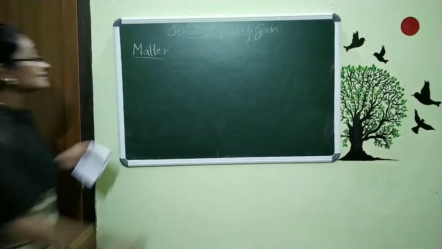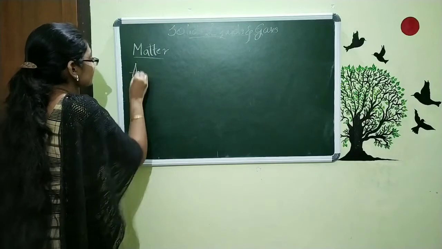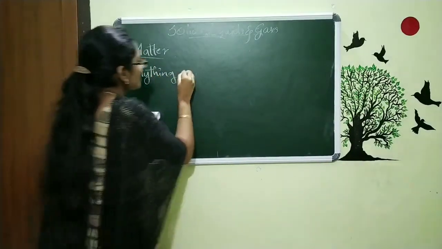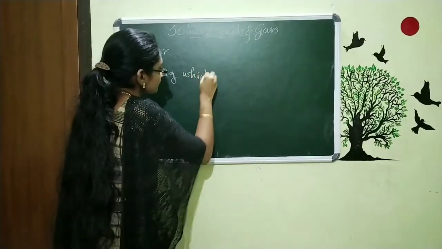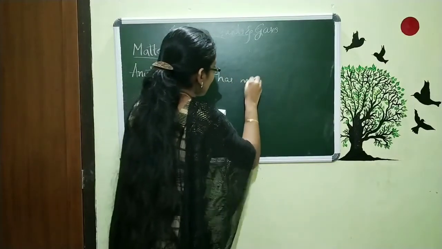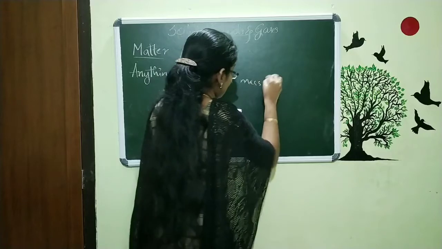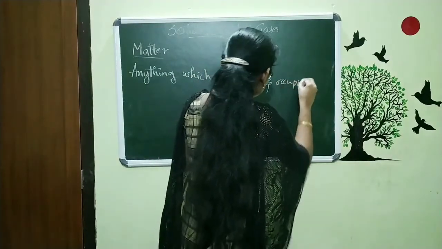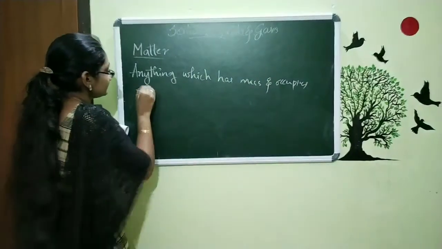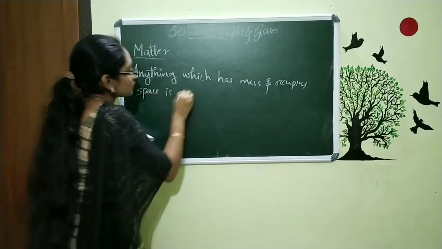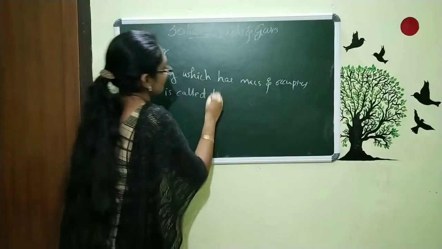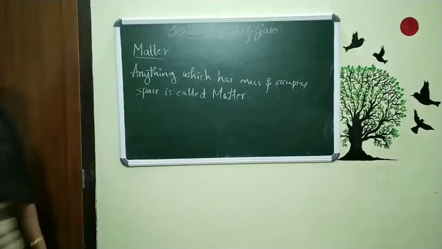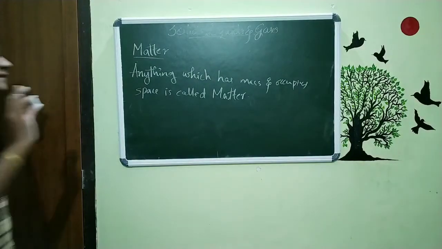The definition is like this. Anything which has mass and occupies space is called matter. So this is how we define matter.